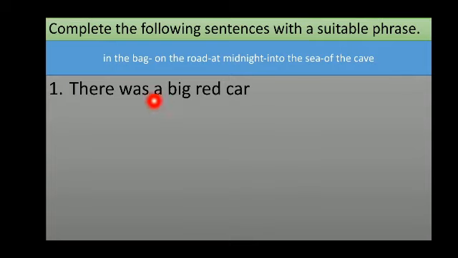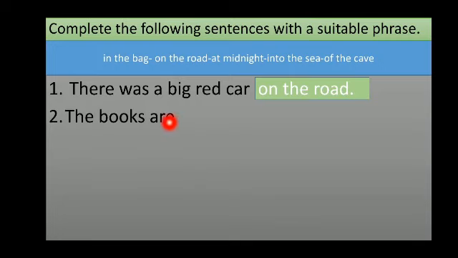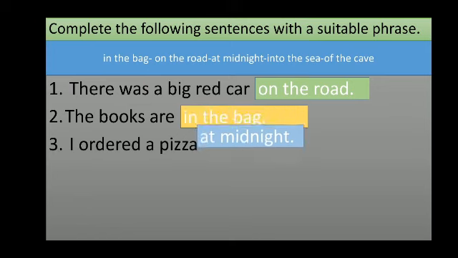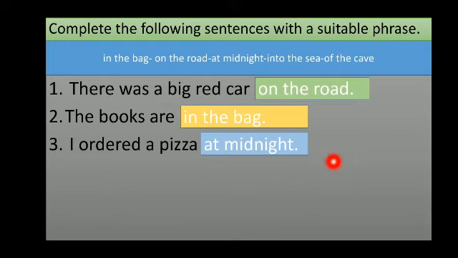Number 1. There was a big red car. Now, which one is the suitable phrase for this sentence? There was a big red car on the road. Very nice. The books are in the bag. I ordered a pizza at midnight.